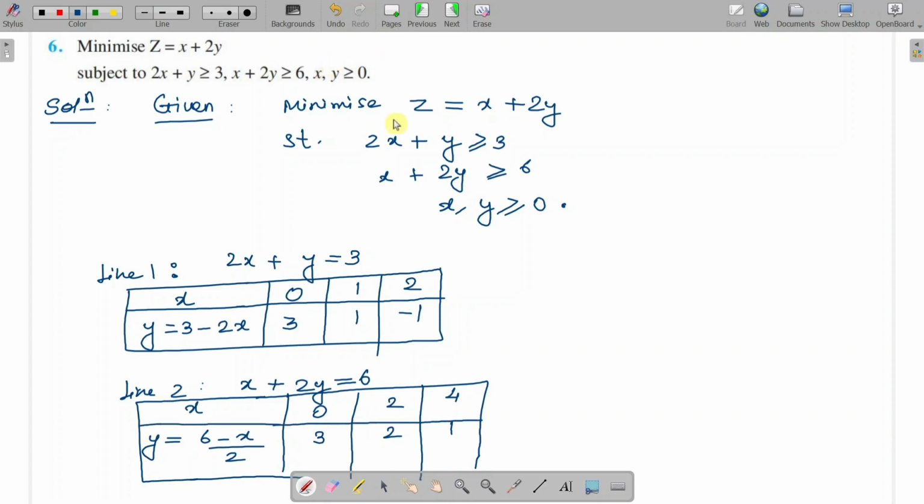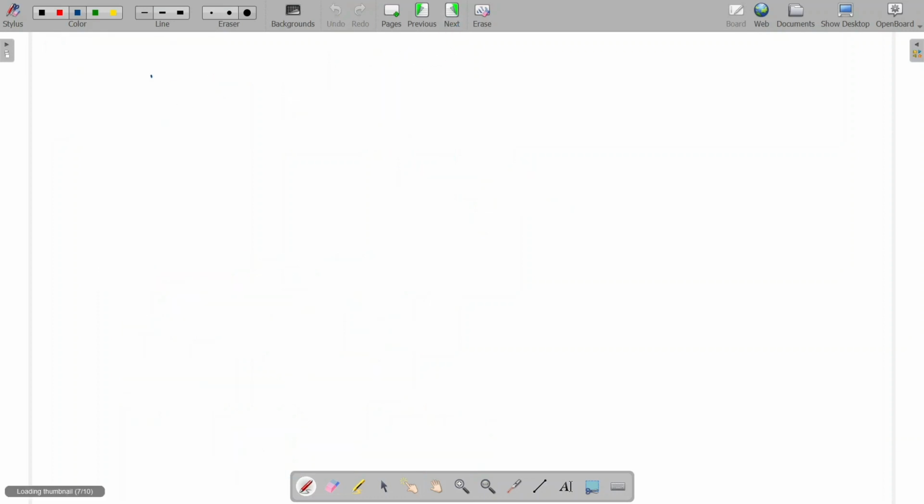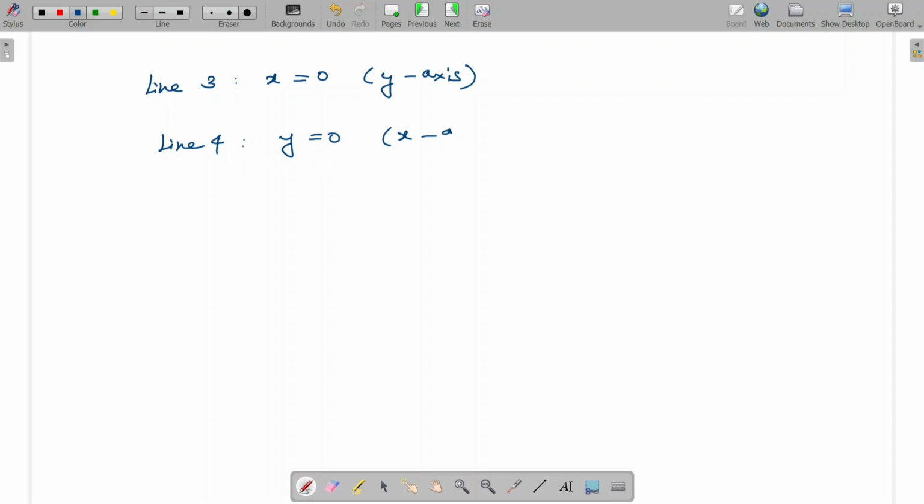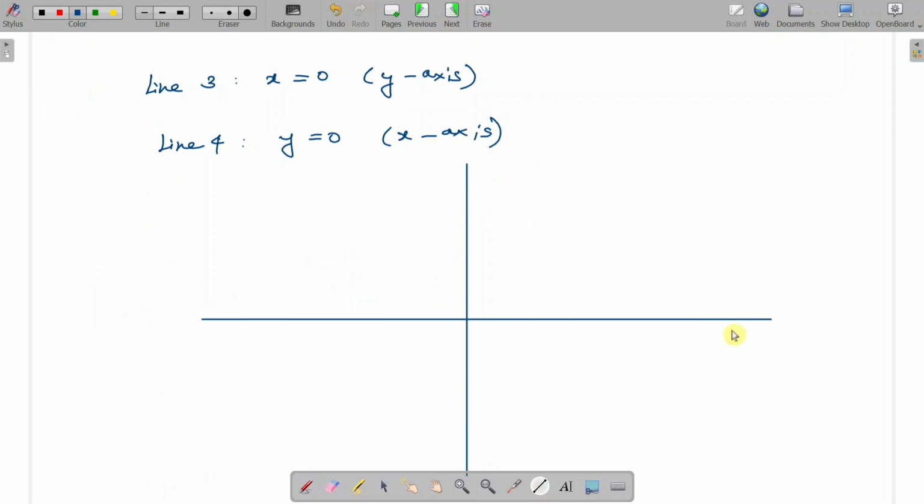Okay, now line 3 and line 4. Line 3 is x equal to 0, which is nothing but the y axis, and line 4 is y equal to 0, which is the x axis, right? So now let us plot the graph here.